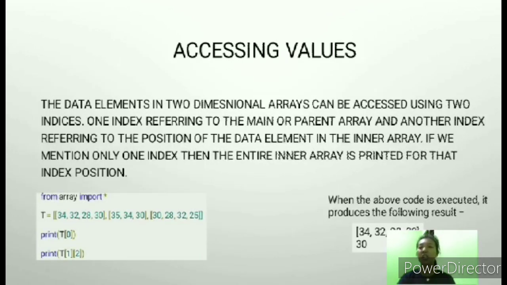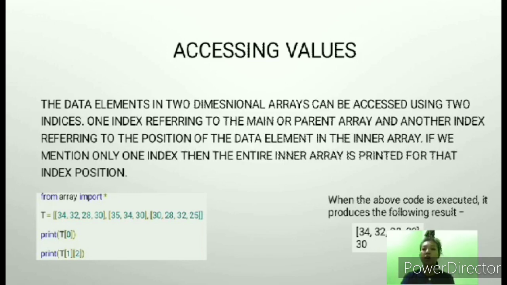The data elements in 2-dimensional arrays can be accessed using 2 indices. One index refers to the main or parent array and another index refers to the position of the element in the inner array. If we mention only one index, then the entire inner array is printed for that index position.